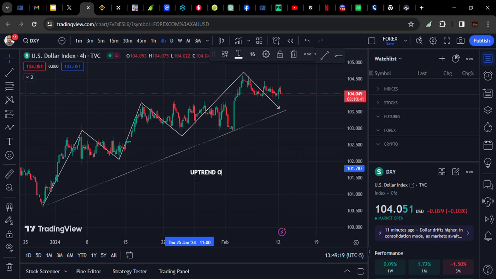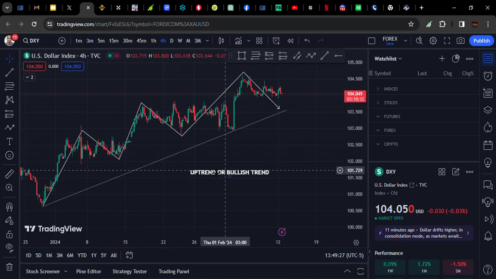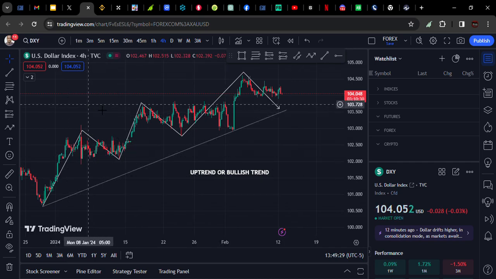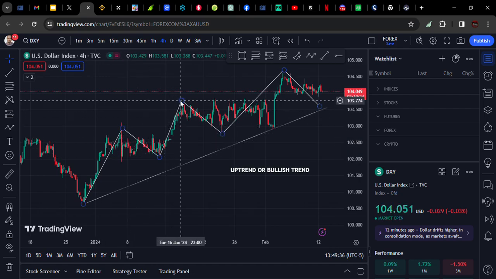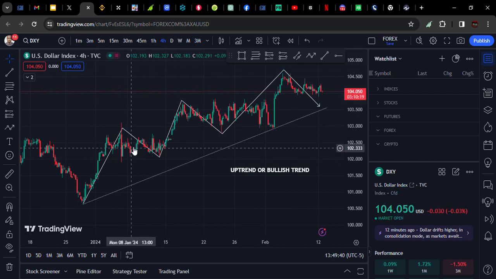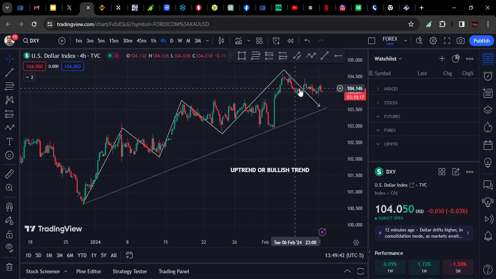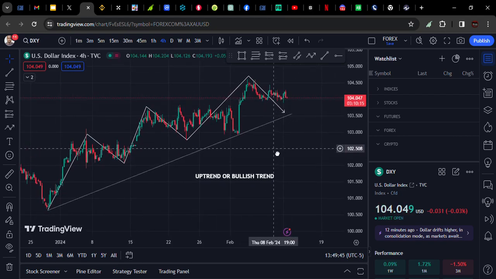Uptrend or bullish, right? Bullish trend. Okay, so that's what it signifies. So when you come to 4 hours now, you see that the market is forming this high, right? This is a low. This is another high which is higher than this high, right? This is a low which is higher than this low. So it's forming higher highs and higher lows. You now know that this market is in an uptrend or bullish trend. As simple as that.